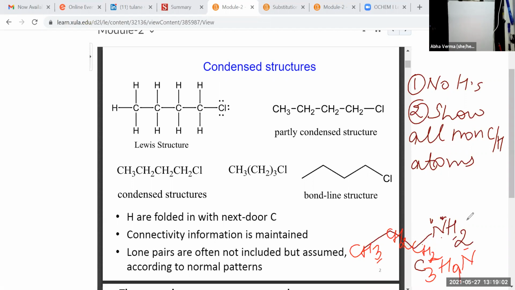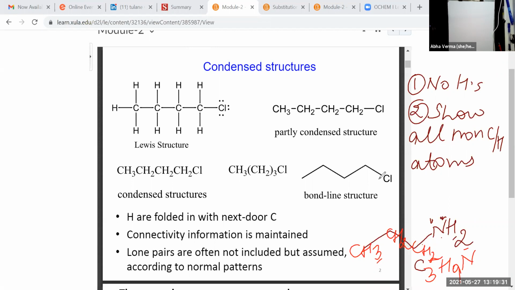Would writing it like the condensed structure in the middle be wrong? I'm sorry, go ahead and repeat your question, please. I was just asking, with the parentheses and stuff, like you see how you wrote C3H9N? Could I have written CH3, CH2, 2, NH2? So you can, but again, you have to remember to read the question.